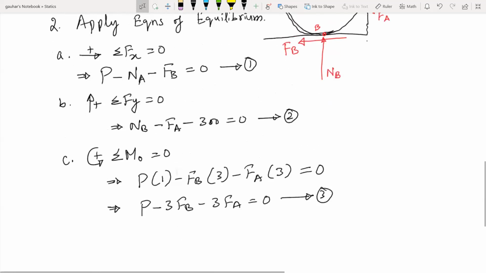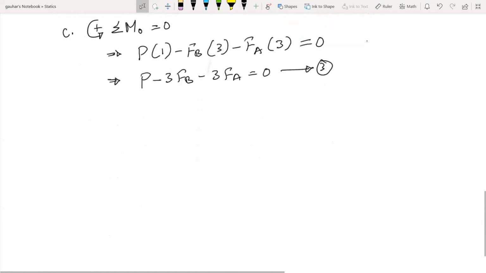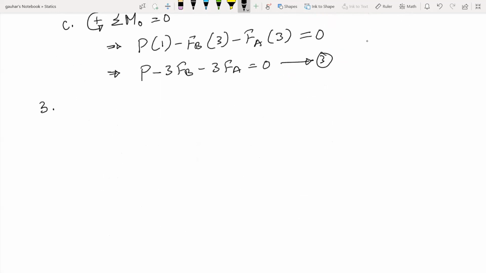Okay, so we got 3 equations, 1, 2, and 3. Now, step 3, we can apply the friction equations.